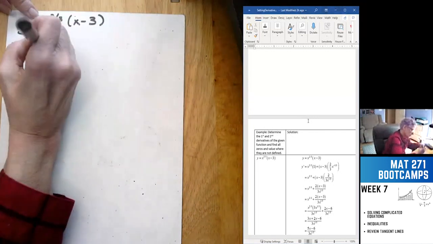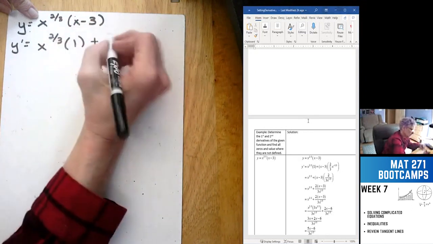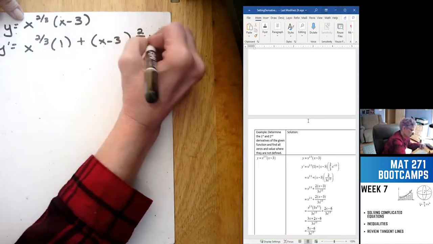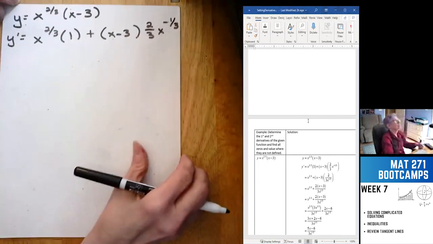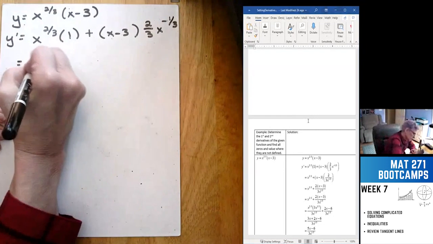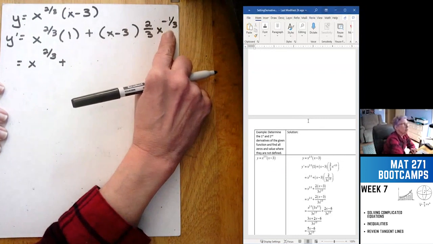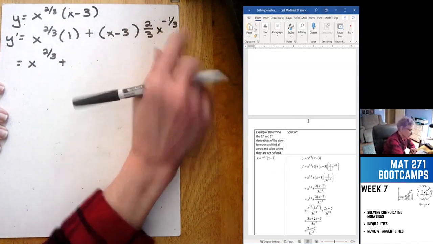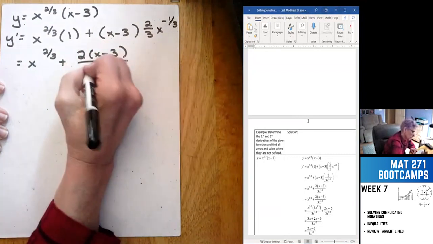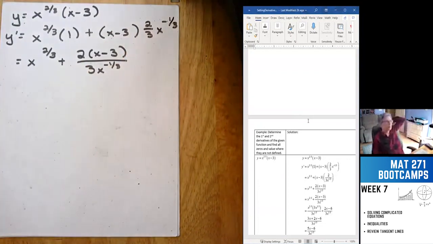So my derivative is first times the derivative of second plus second times the derivative of first. Making it look a little better, x to the 2/3. That negative exponent, again, means I'm on the wrong side of the fraction bar. So 2 and x minus 3 live on top of the fraction bar, and 3 and x to the minus 1/3 live on the bottom of the fraction bar.